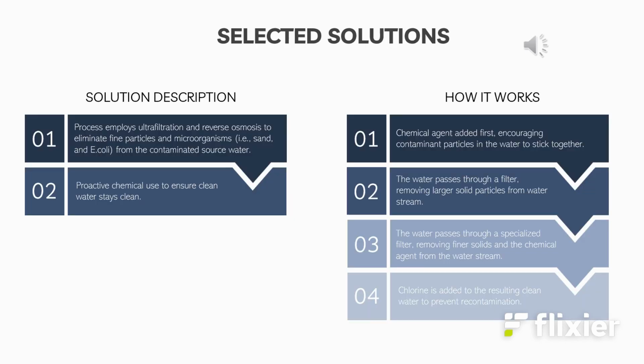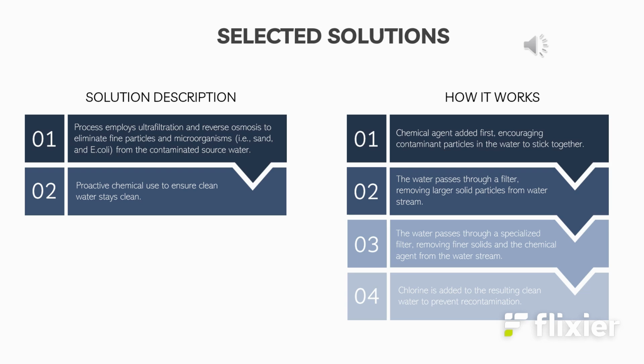So our solution, our water treatment plant, employs ultrafiltration and reverse osmosis filters to eliminate fine particles and microorganisms, so the contaminants from the source water. These contaminants could be sand, E. coli, and even metals like uranium and lead are found in the water. So we also put chlorine in it. We disinfect it just to make sure that once we clean the water, it stays clean.